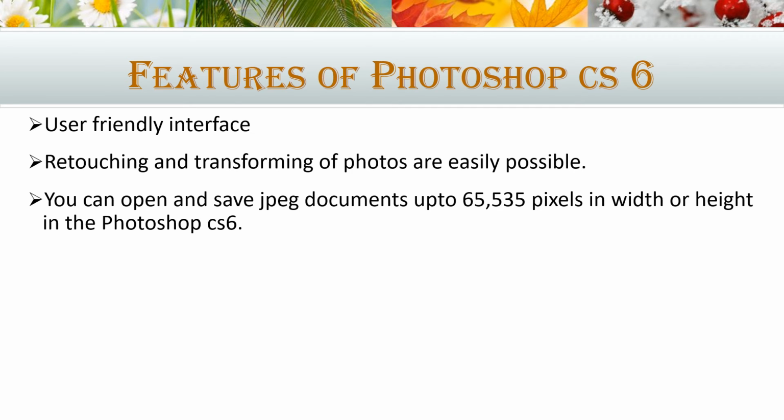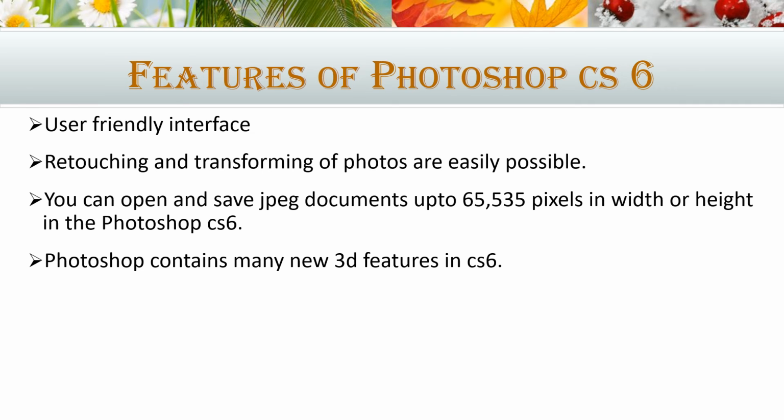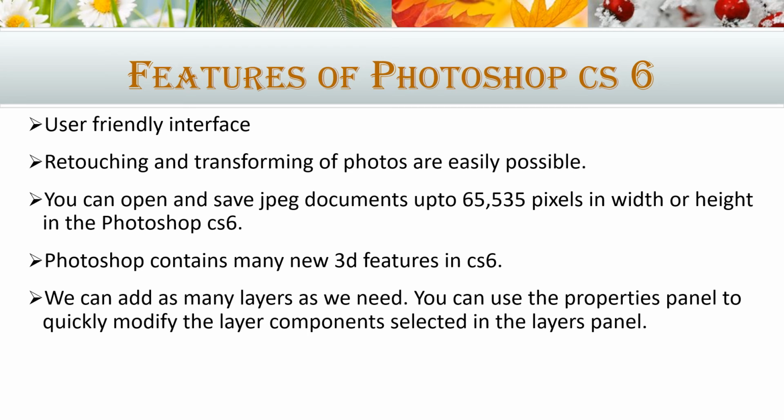You can open and save JPG documents up to 65,535 pixels in width or height in Photoshop CS6, which means at the end you will get a high quality picture. Photoshop contains many new 3D features in CS6. You can add as many layers as you need.